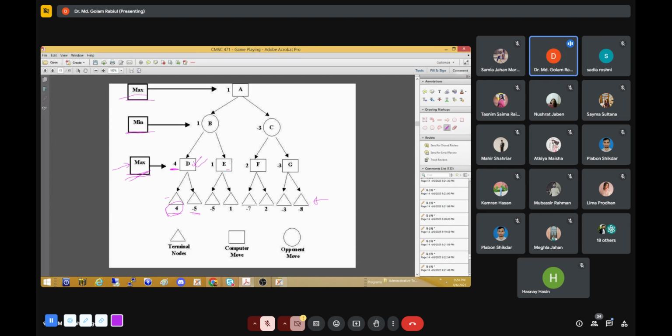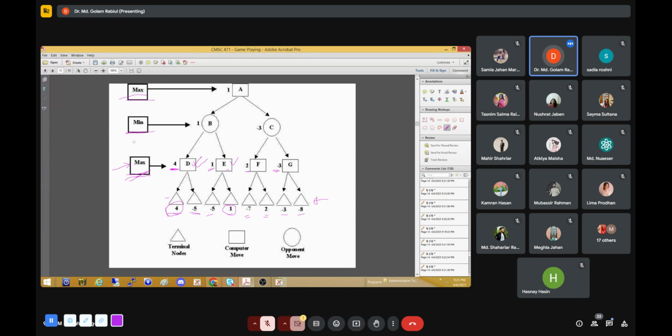Similarly, for this E node, it will try to find out the maximum. So -5 and -1, then -5 and 1. So 1 is the maximum. So it will pick the 1. And then here's the -7 and 2. Which one is the maximum? The maximum is the 2. So 2 is here. And between -3 and -8, which one is maximum? Maximum is -3. So -3 is here.